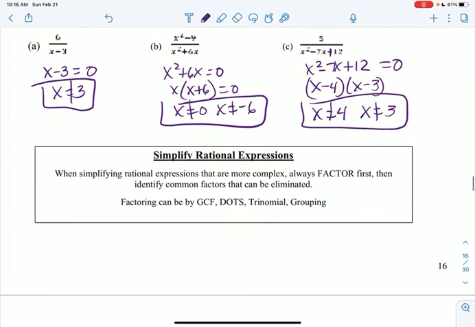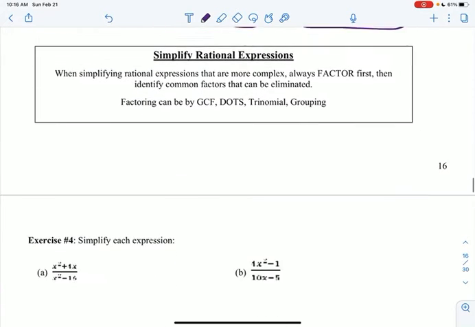All right, so here's a rule just on simplifying rational expressions. When simplifying rational expressions that are more complex, and we're going to do that on the next page, we always factor first, then identify any common factors and eliminate them. So the factoring can be by GCF, difference of two perfect squares, trinomials, or our favorite, grouping.